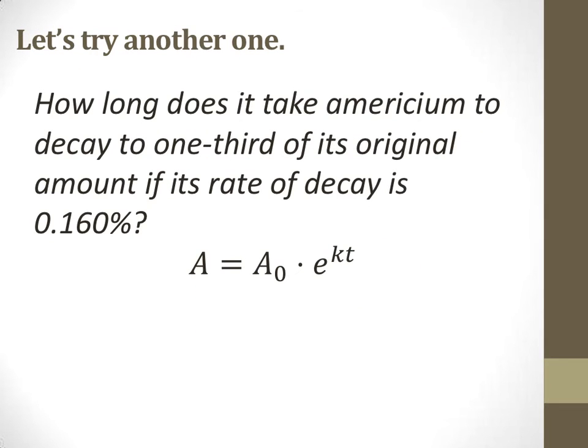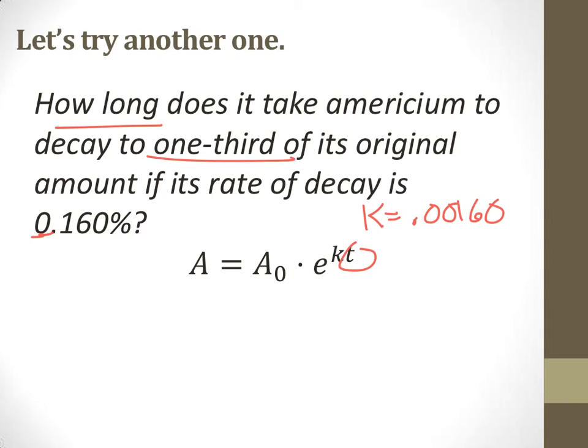Now, what if the hint that they give you is the rate? If they give you the rate instead, now we need to go ahead and convert this to a decimal. It's a little weird because it has a decimal in the percentage, but the k is going to be 0.00160 from this. Move the decimal 2 places to the left. And they're asking how long, so we're looking for t again.